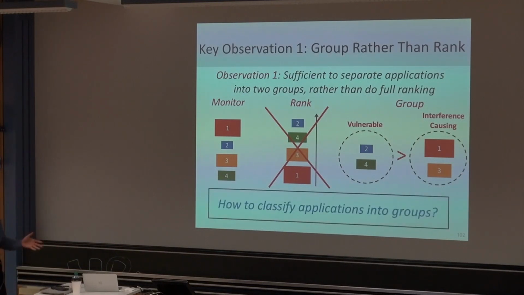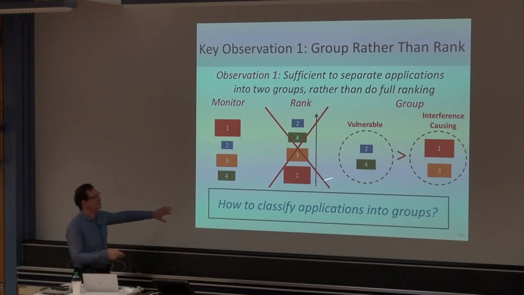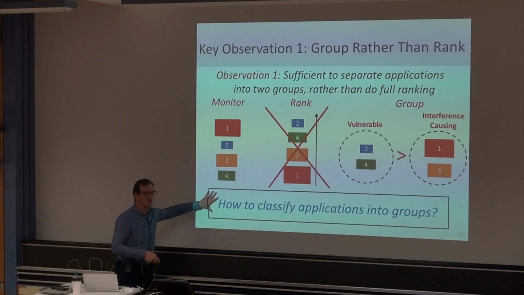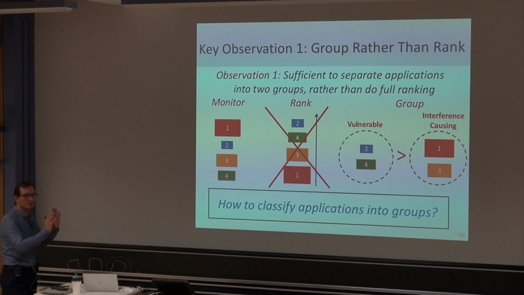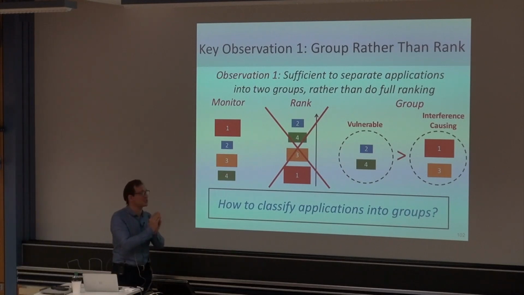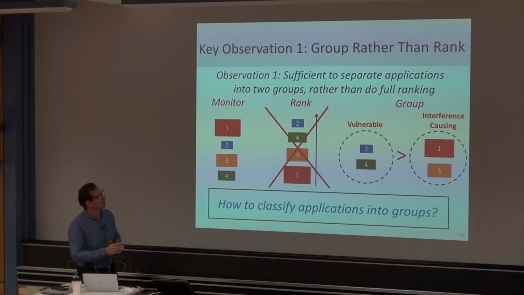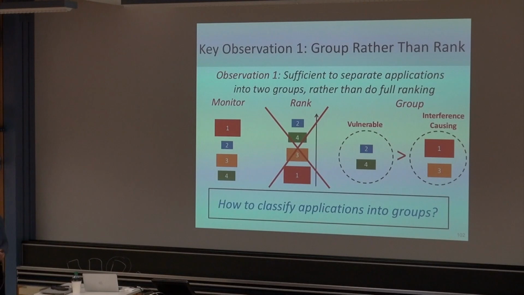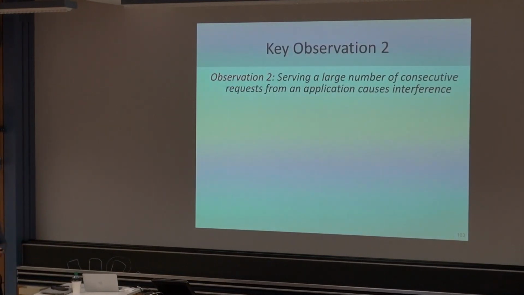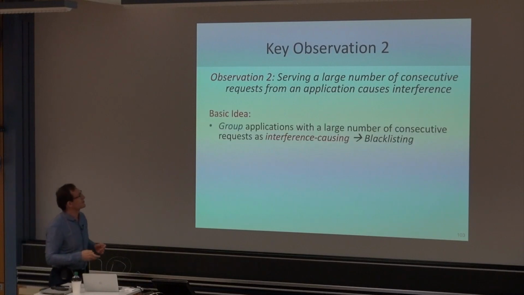So then the next question is, how do you classify the applications into two groups, vulnerable and interference causing? You can actually use many of the complex mechanisms that we described, but we're not going to do that. Our goal is simplicity over here as much as possible. And what is a simple metric that tells you an application is going to be interference causing very quickly? The idea is very simple here. If you serve a large number of consecutive requests from an application in a given time interval, this causes interference.